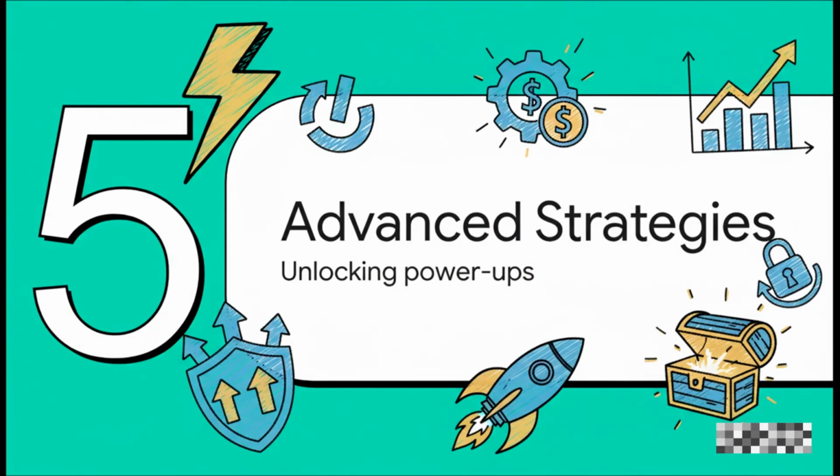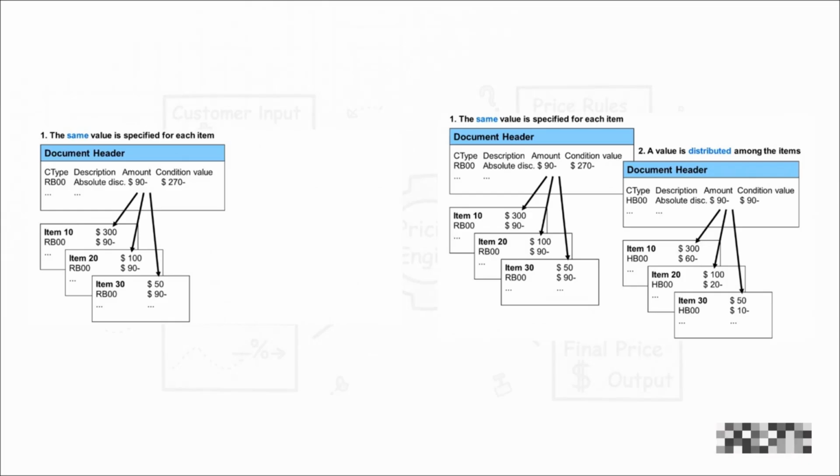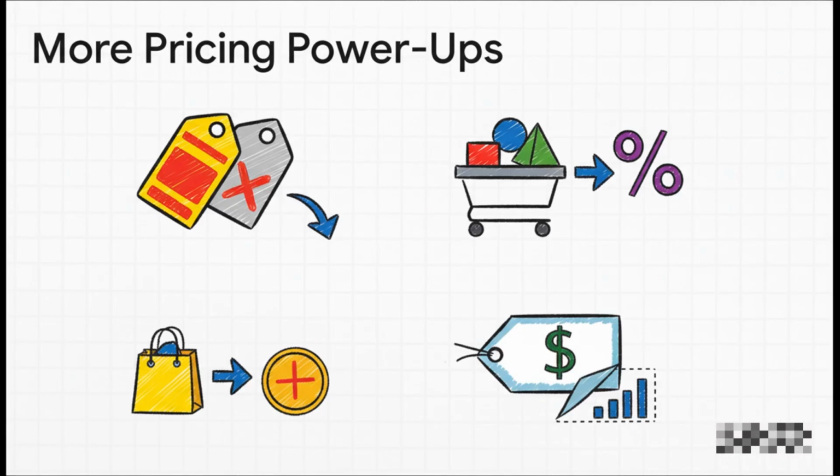Okay, so we have totally cracked the core logic, but the real magic is in the details. So let's just quickly look at a few power-ups that make the system so incredibly flexible for real-world business scenarios. Header conditions are a great example. Say you want to give a discount on an entire order. Well, you could just apply a flat $90 discount to each item. Or, and this is the really cool part, you can have the system take a single $90 discount and intelligently spread it out across all the items based on their value. It's just so flexible. And believe me, it does not stop there.